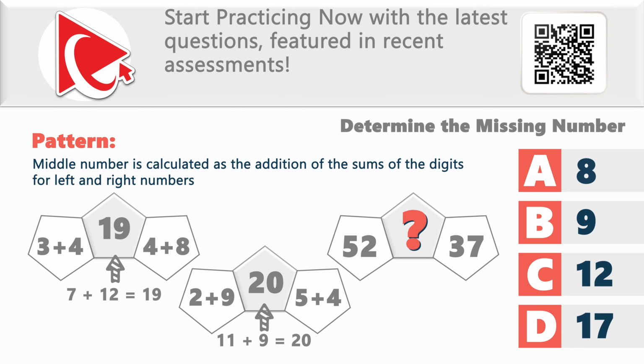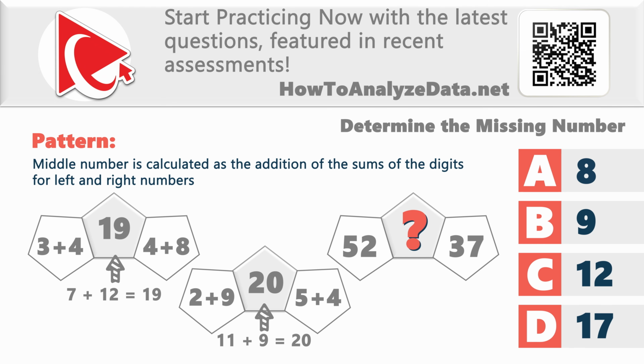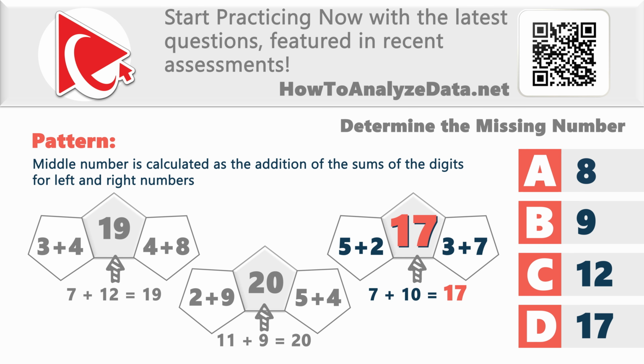And now is the magic time. Let's calculate the missing number. 5 plus 2 equals 7. 3 plus 7 equals 10. And 7 plus 10 equals 17. So the correct answer here is choice D, 17.